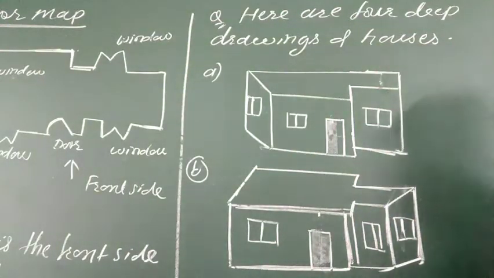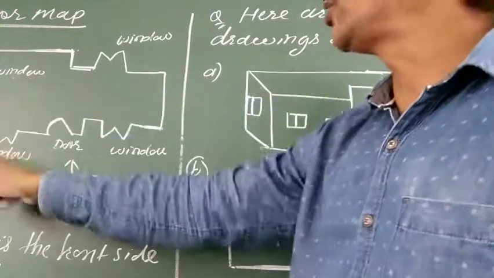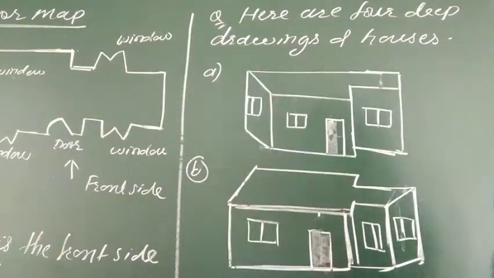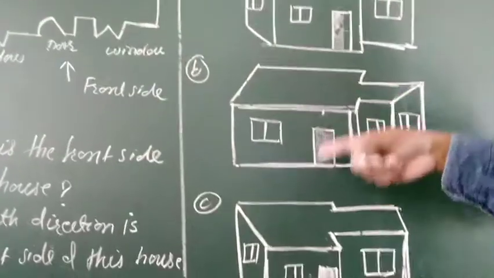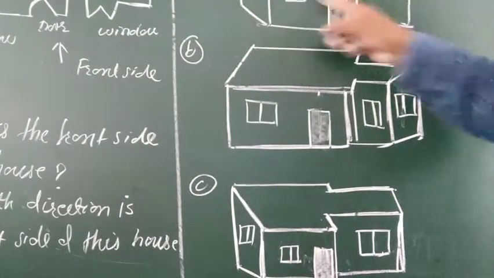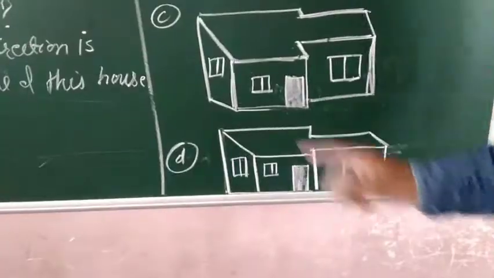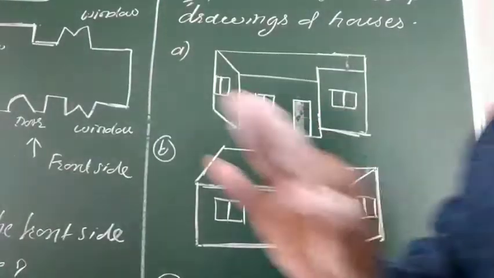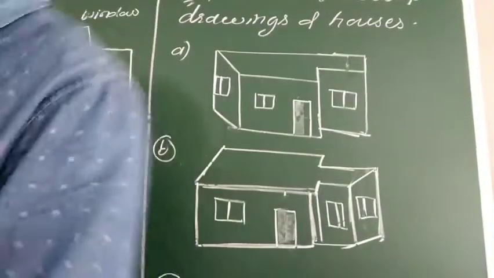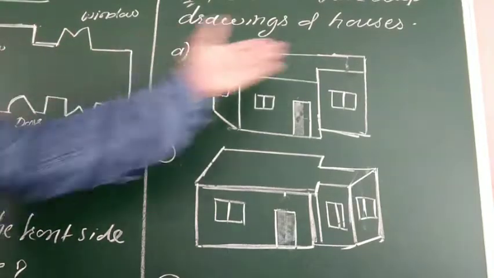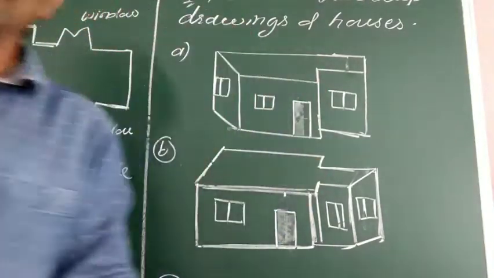See, in your floor map 4 windows and 1 door are there. But in all these 4 deep drawings only 3 windows are there. The fourth window is not given here. So what is the reason? That is the back side, so it is not visible. वो आपको कंसीडर करना है बेटा.